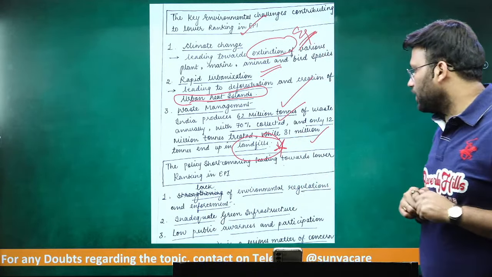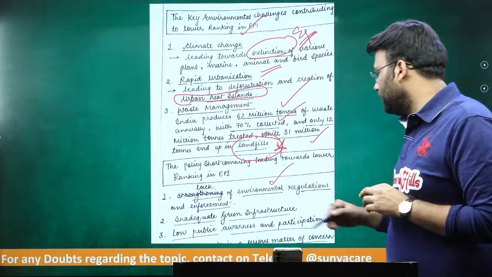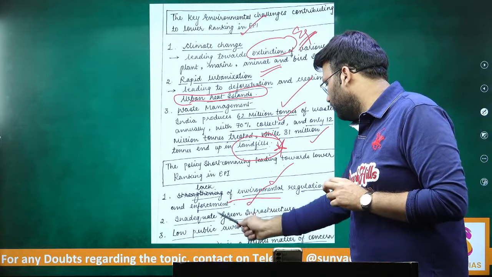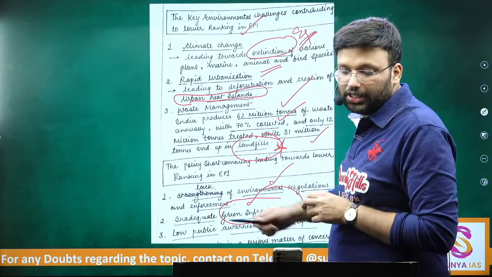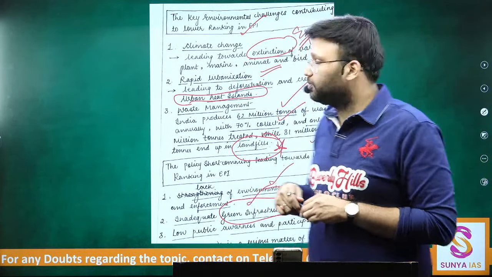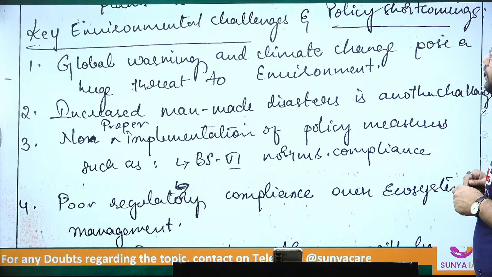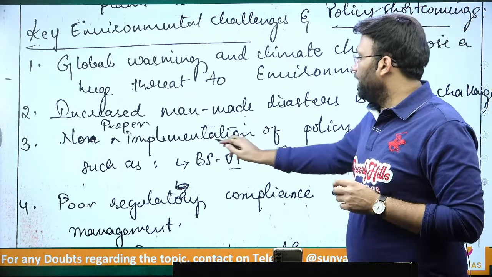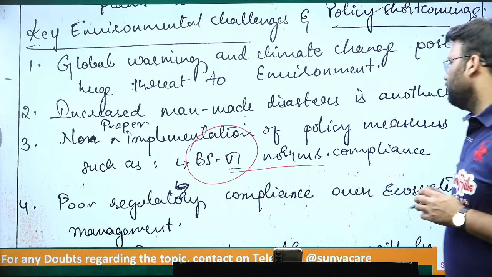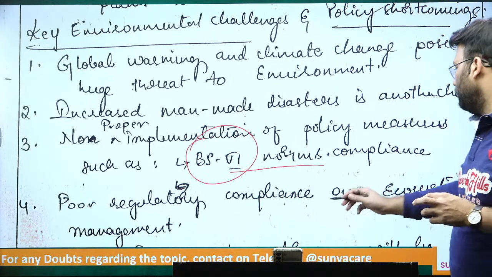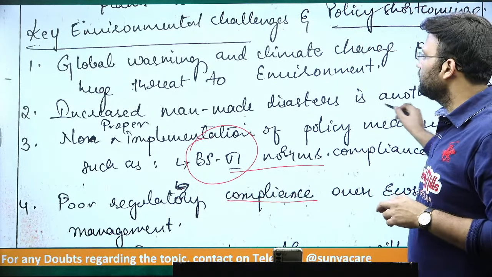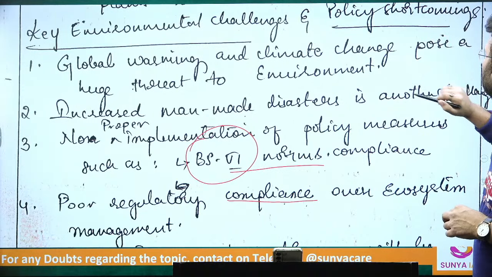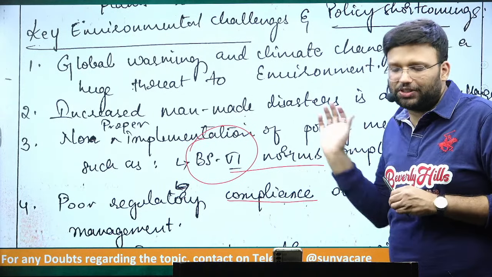What did they mention in policy shortcomings? Lack of environmental regulation, green infrastructure, very good point. Low public awareness and participation. So good points are there and the points are crisp. Key environmental policy challenges and shortcomings: they spoke about BS 4 norms, very good. Poor regulatory compliance, increased man-made disasters, global warming. So these are general points, not very specific in their points.